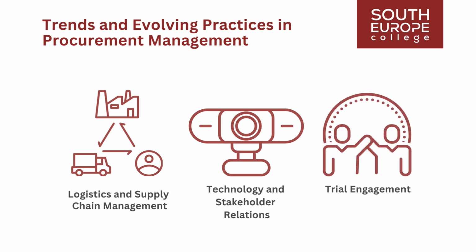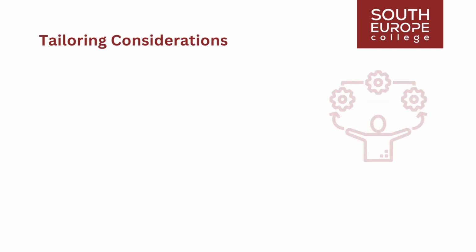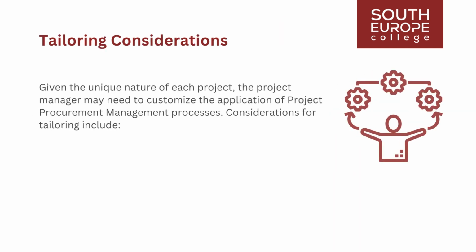Trial engagements. Some projects opt for trial engagements by involving several candidate sellers for initial deliverables on a paid basis before committing to a more significant portion of the project's scope. This approach accelerates momentum, enabling the buyer to evaluate potential partners while making progress on project work simultaneously. Given the unique nature of each project, the project manager may need to customize the application of project procurement management processes. Considerations for tailoring include complexity of procurement.